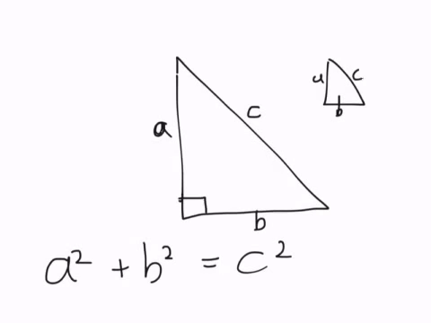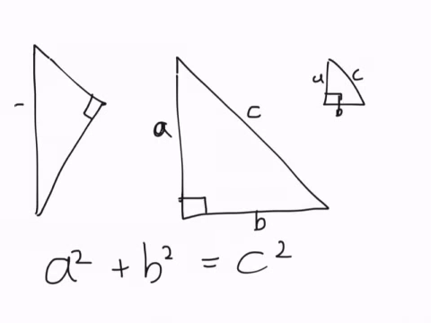Now, that works for all triangles, no matter how big or small they are. Doesn't matter which, as long as it's a right angle here. It doesn't matter which direction they are facing, as long as you can find a right angle, which is 90 degrees, and you label the sides correctly. So the hypotenuse, the biggest side, is C, and then A and B can be whatever side you want. Then we still have that equality, a squared plus b squared equals c squared. So that is the equation of Pythagoras.